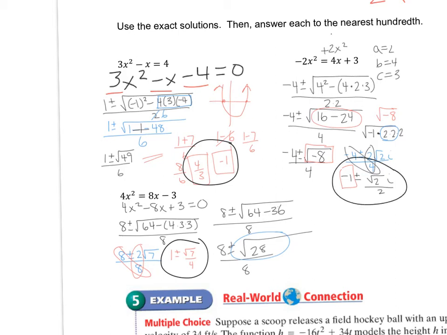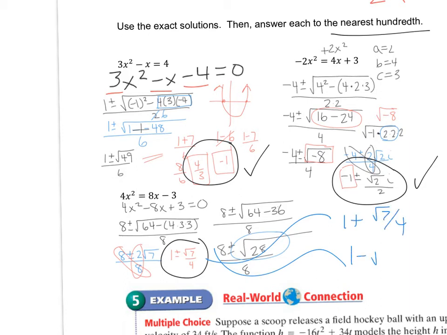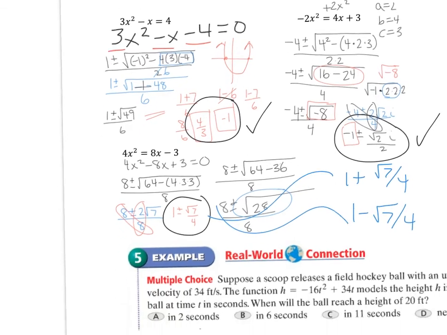So round each to the nearest hundredth would be, okay, this one's not going to round to the nearest hundredth. This one we're going to keep it because it has an imaginary number. But this one you're going to break out and do 2 different answers. You're going to do 1 plus the square root of 7 divided by 4. Then you're going to do 1 minus the square root of 7 and divide it by 4 to get actual decimal answers. And then round to the nearest 2 decimal places.